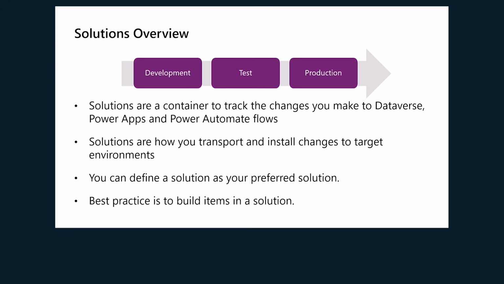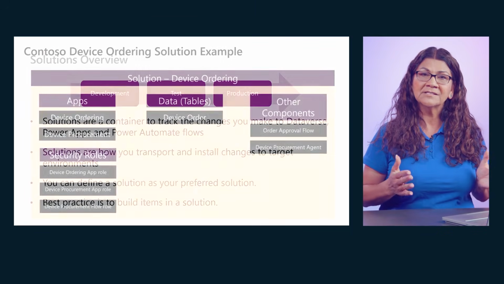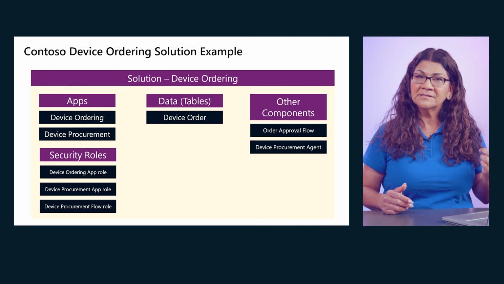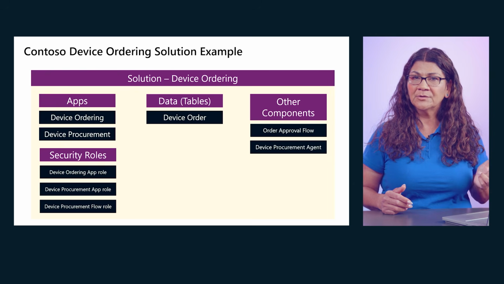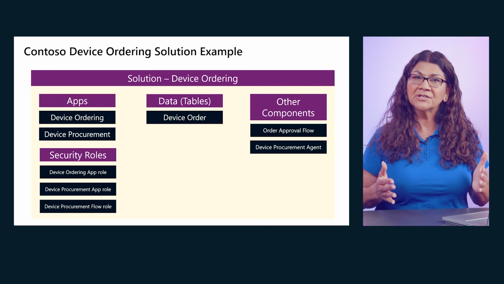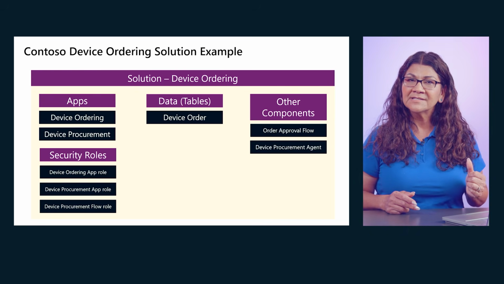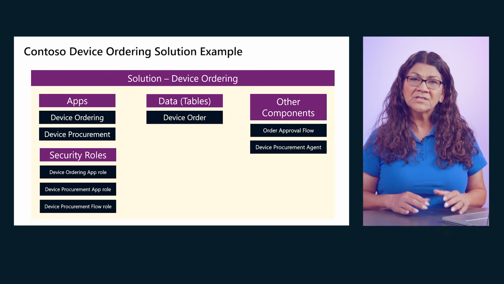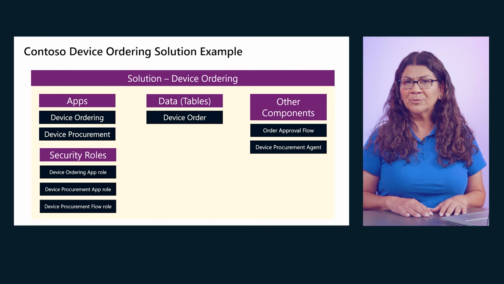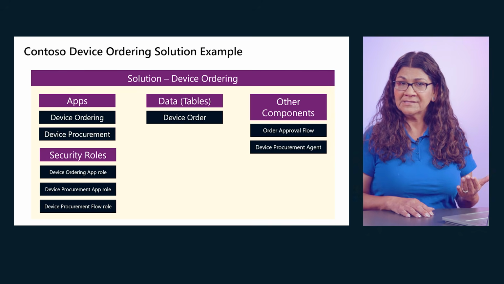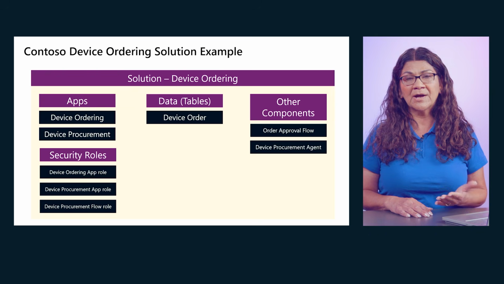This Power Platform-based solution manages the end-to-end process of ordering and procuring devices. It is organized into three main sections: apps, data, which has the tables, and other components, each playing a critical role in the solution's functionality. The apps section includes two applications, device ordering and device procurement, which serve distinct purposes. The device ordering app is likely used by employees to request devices, while the device procurement app is used by the procurement staff to manage and fulfill those requests.